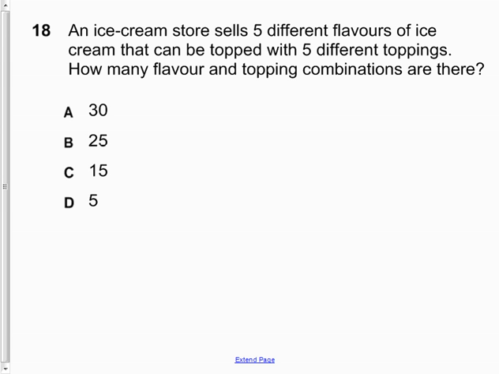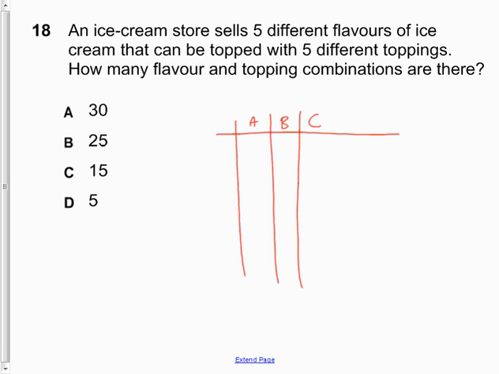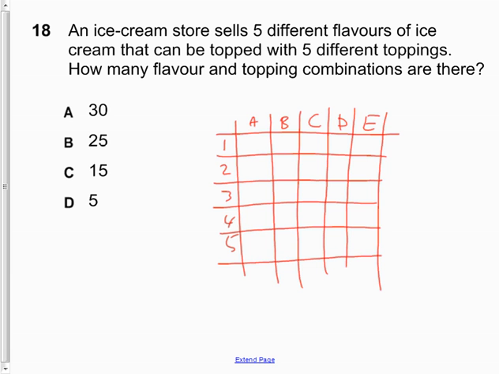Question 18 says an ice cream store sells 5 different flavors of ice cream that can be topped with 5 different toppings. How many flavors of topping combinations are there? So again, topping A, topping B, topping C, and so on. And I guess toppings 1 through 5.